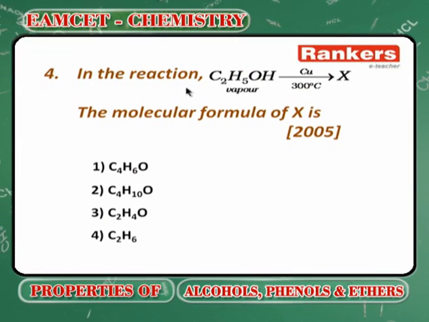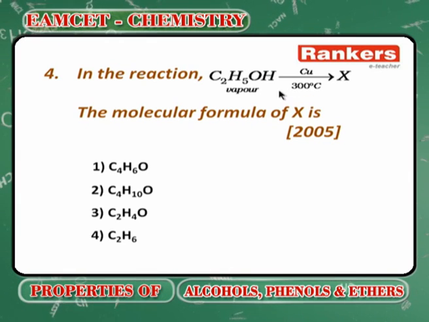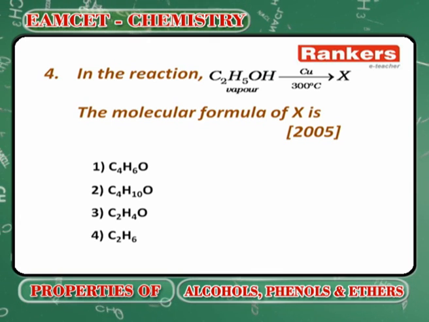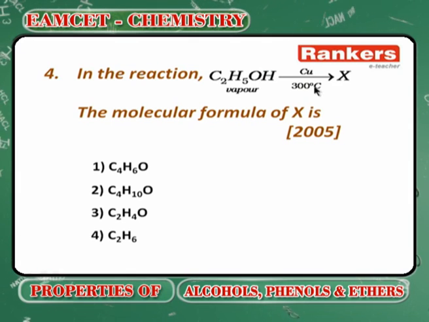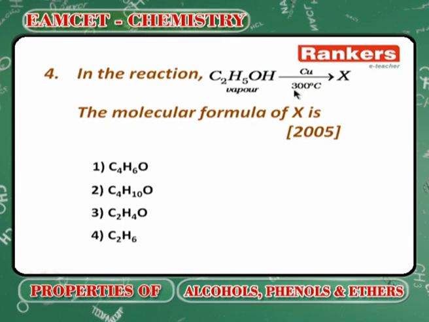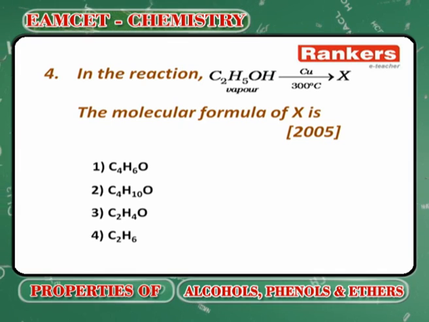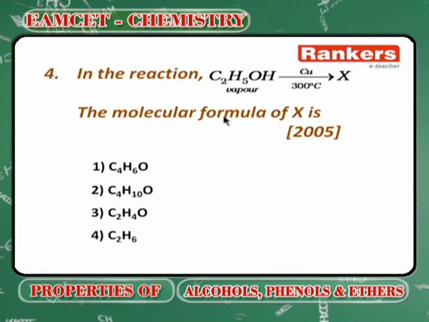In the reaction, ethyl alcohol vapor is taken. I said just now in the oxidation reaction, ethyl alcohol is passed over copper at 300 degrees. This is a dehydrogenation reaction. 2 hydrogens are removed from the last carbon, and it is an oxidation to give acetaldehyde. The formulas are given; acetaldehyde is 2 carbons, 4 hydrogens, oxygen, so the third option is the right answer.